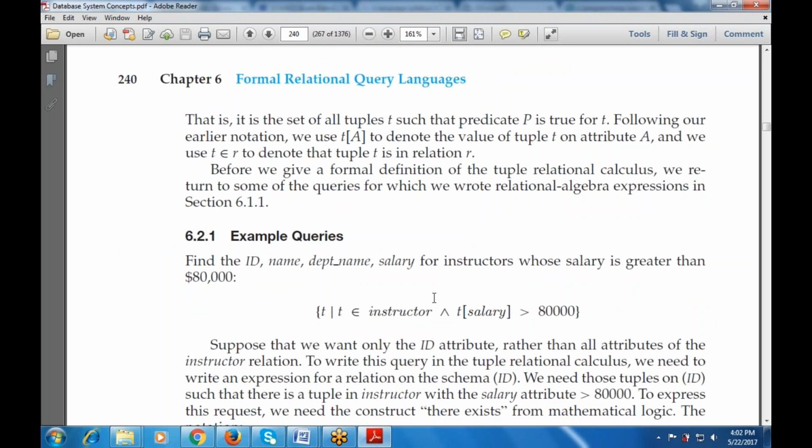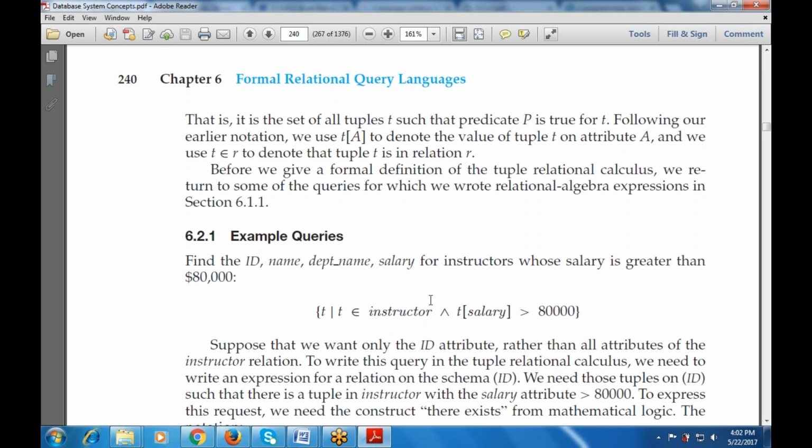Now let's take one example. Find the name, ID, department name, and salary for the instructors whose salary is greater than 80,000. This is {T | T ∈ instructor, where instructor is the table name, and T[salary] > 80000}.